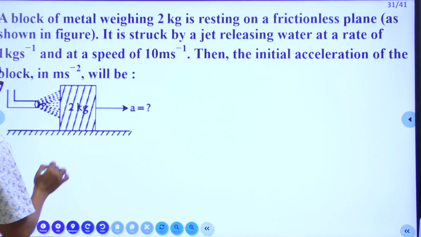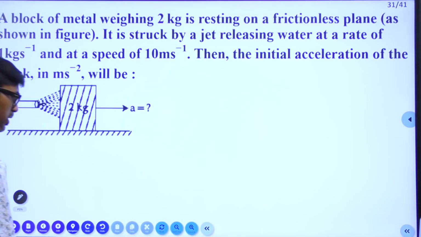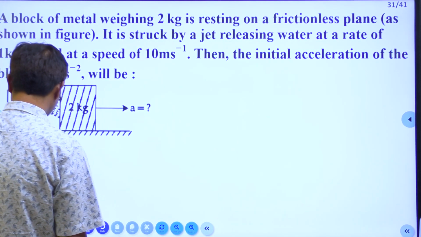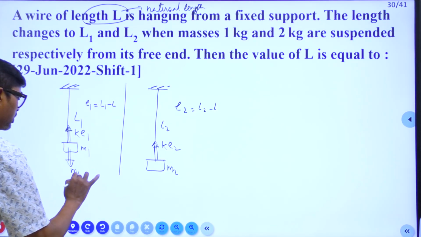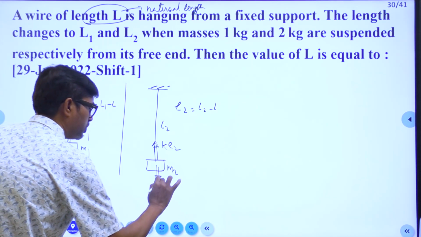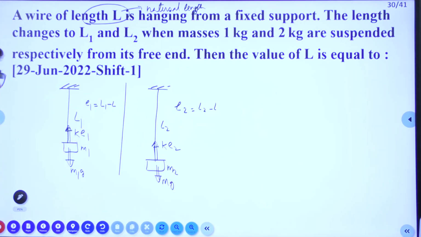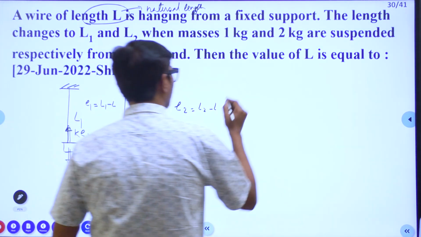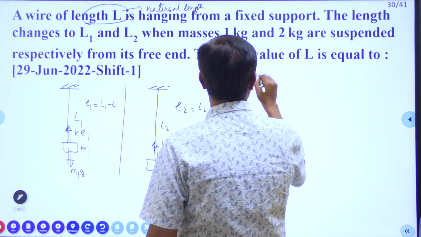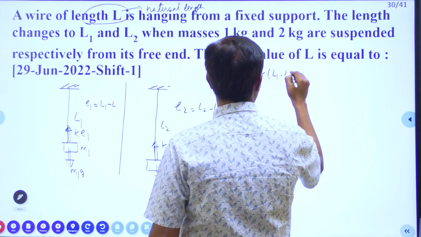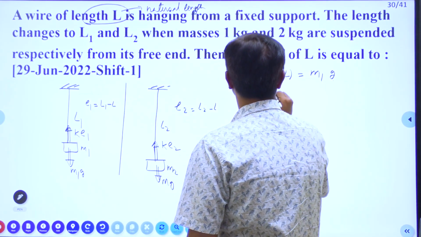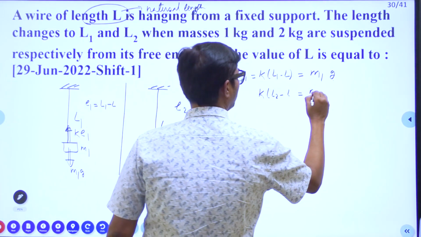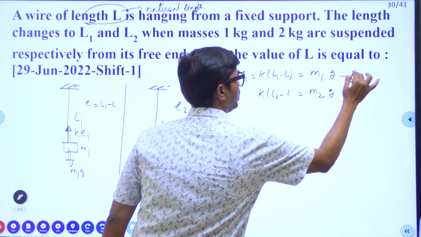And why do you need that? Because I think I have moved to the next page. Let me go back again. So the previous one. Okay, right. So you have M1G and this is M2G. And they are in equilibrium. That's the assumption here, not accelerating. So K into E1, that is K into L1 minus L equals M1 into G. Same way for the second one, K into L2 minus L equals M2G. These are the equations you have.